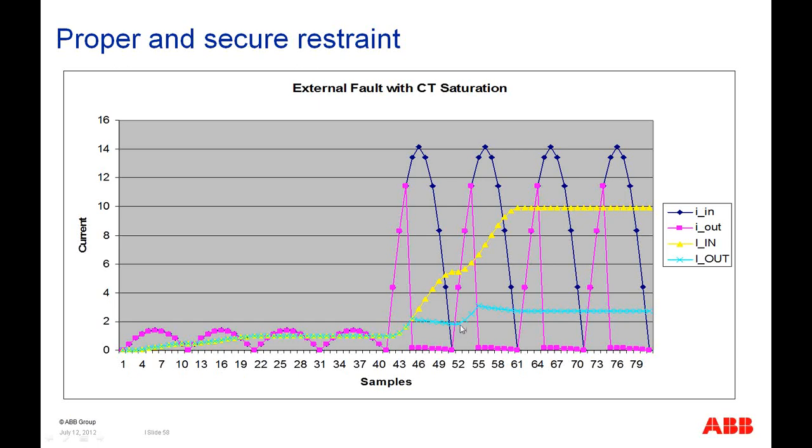Then all of a sudden one current goes down and the other one keeps going up. This was an external fault, so the relay makes the decision right here that this is an external fault with CT saturation, and the relay refrains from operating.